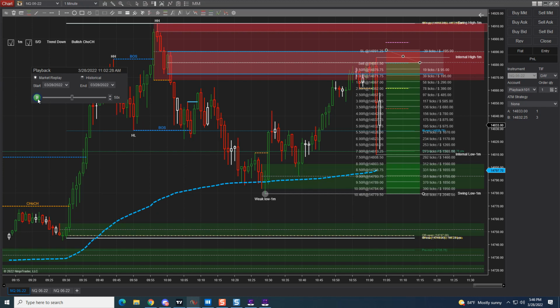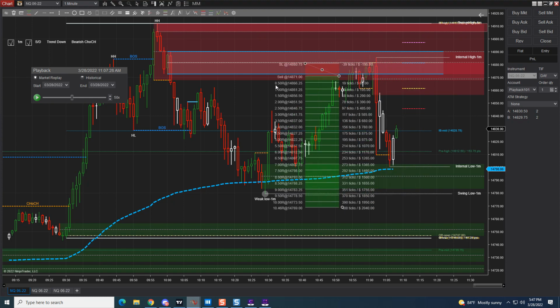Let's go ahead and let it play. I'm at 50x. Go see. Okay, so what did we just do? What did we just tag? It's a tick in front of VWAP. Now we're in the demand zone. Retrace.